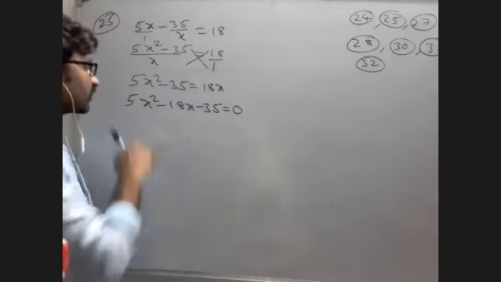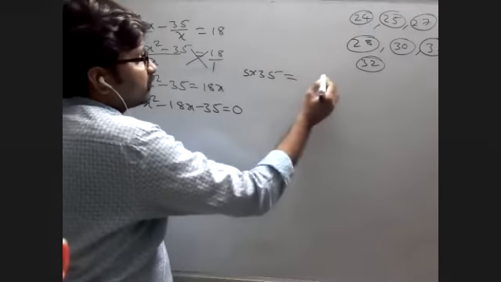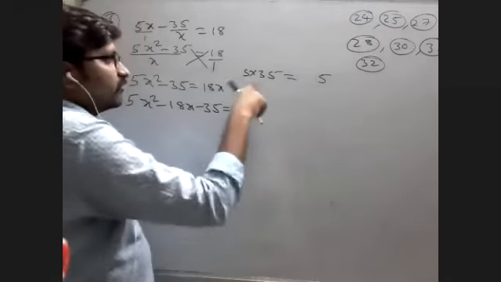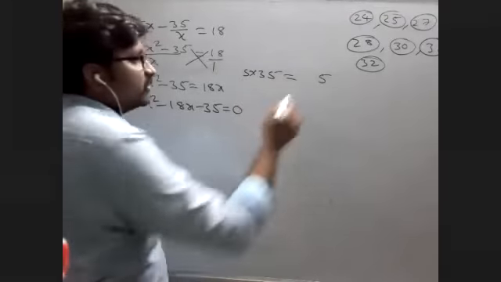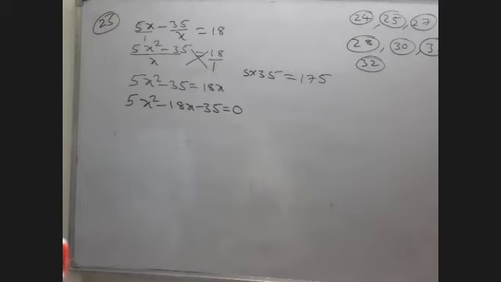Okay, now factorization, 5 into 35. 5 5s are 25, and 5 3s are 15, 16, 17, 175. Yes, sir. 1 minute.